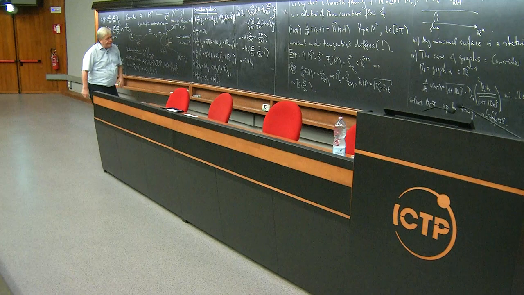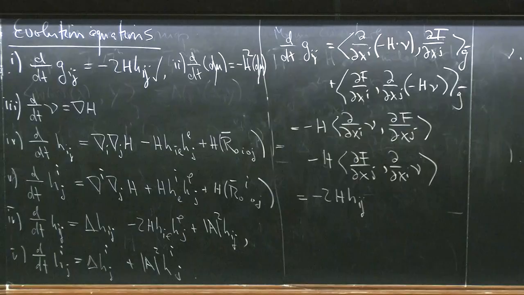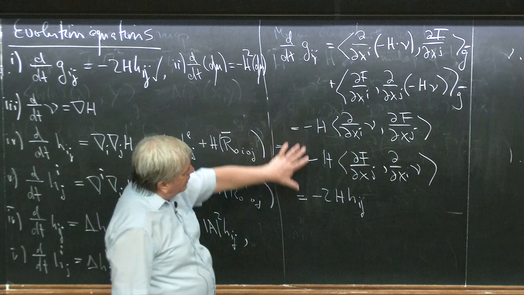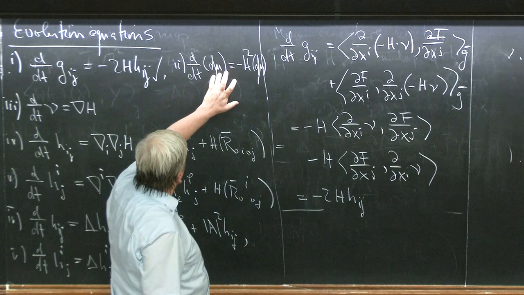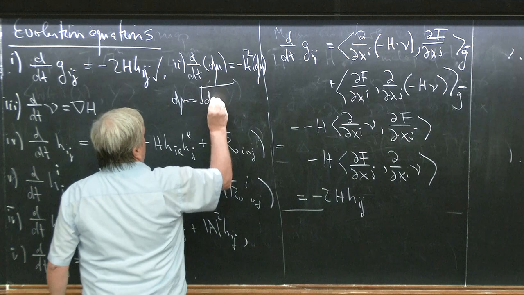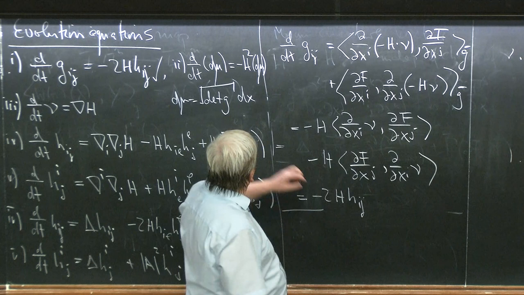Okay? Now, this is well established, how to do this. I just wanted to show you this trick. Once you have this, you can compute, of course, d/dt of the determinant of the metric, since d mu is the square root of the determinant of g times dx. So this evolution equation implies immediately this.